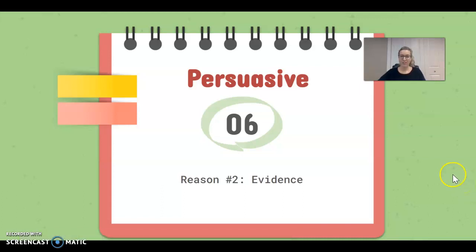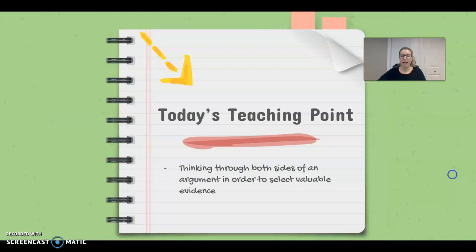Today is session 6, and we will be focusing on finding evidence to support our second reason, or our second body paragraph. So today's teaching point is thinking through both sides of an argument in order to select valuable evidence.